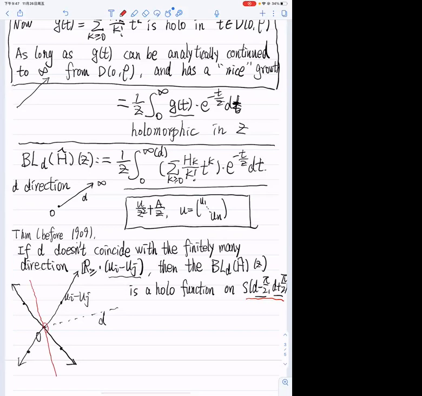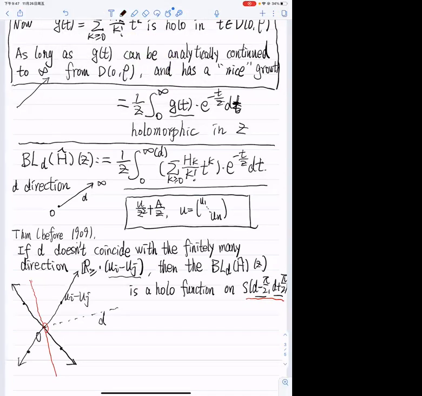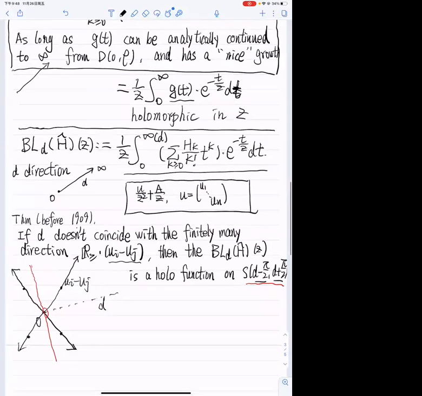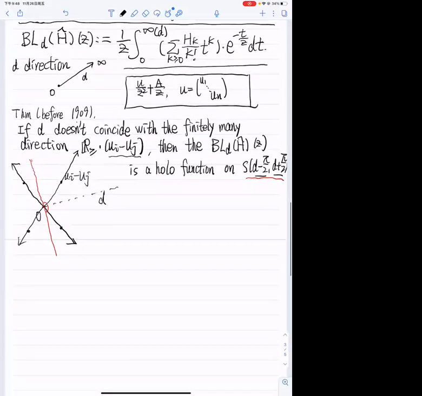Okay, so this theorem says that as long as the D doesn't coincide with these finitely many directions, then the Borel sum indeed gives us a holomorphic function, which is defined in some sectoral region. Right. Any questions on this theorem? Okay. If there are no questions, let's carry on.